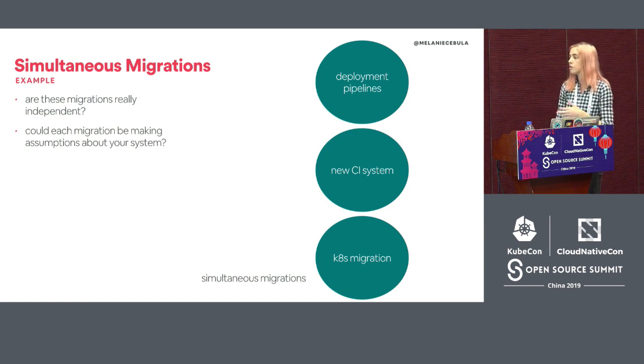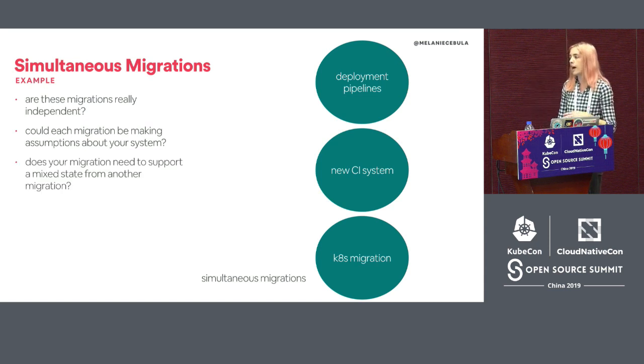And is each migration making assumptions about your system? If you start the K8s migration at time A, and then start your deployment pipelines migration slightly after, are you assuming that you're still in that previous state? Will it work once the other migration is done? If you have really slow and fast migrations all happening at the same time, you may realize that you didn't account for the finished state of another migration.